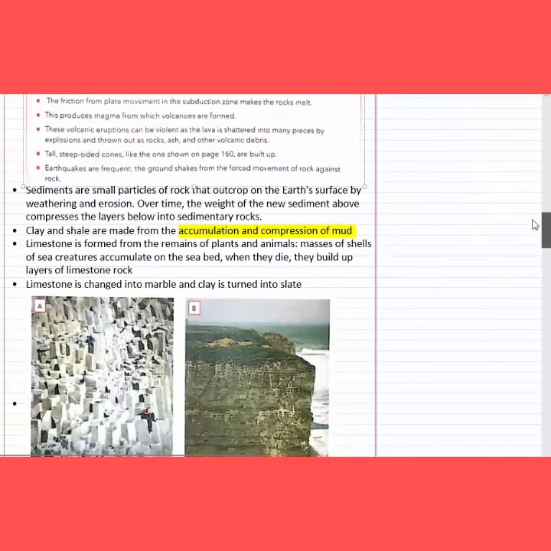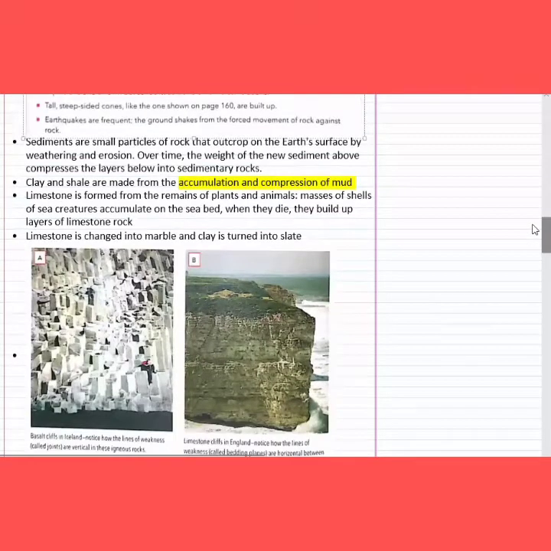Then moving on, this was all about our igneous rocks. Now we have the idea of specific formations of sedimentary rocks. Generally, sedimentary rocks are simply formed by the accumulation and compression of sediments. Okay, but clay and shale are specifically formed by accumulation and compression of mud. Limestone is specifically formed by masses of shells of sea creatures accumulating on the seabed and then eventually getting decomposed over a long period of time to form oil and gas.